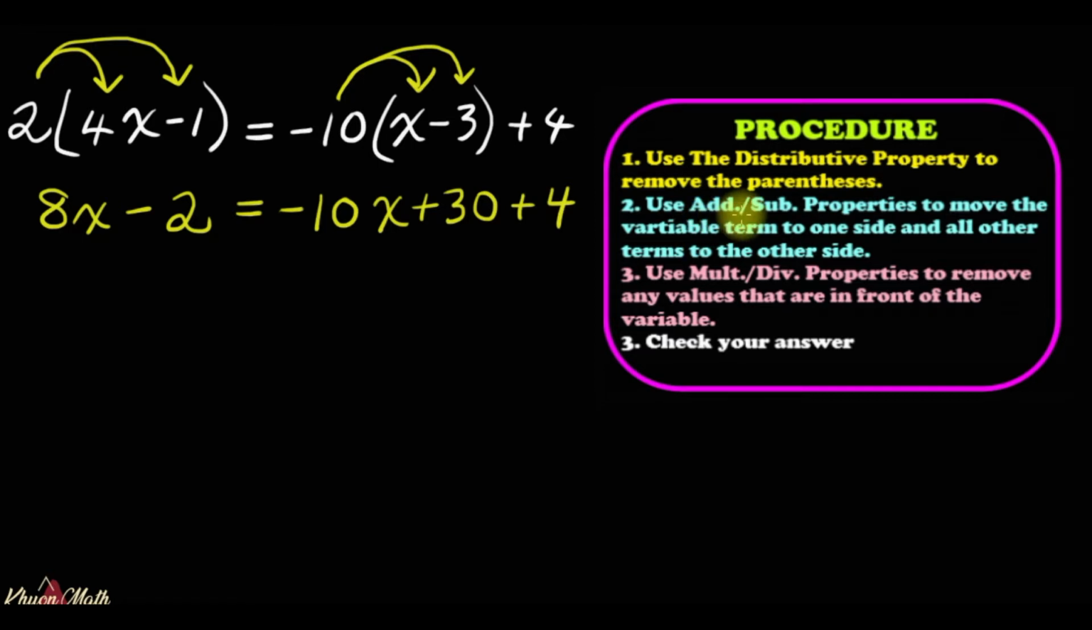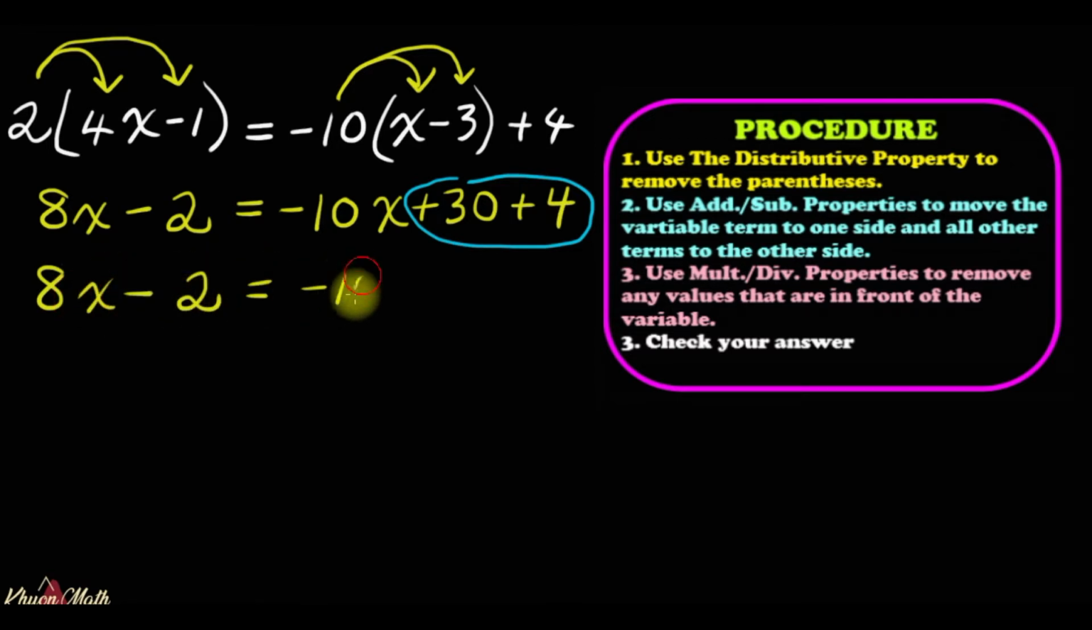Step 2 is to use the addition or subtraction properties to move the variable term to one side and then the other terms to the other side. So before we do that, we're going to go ahead and simplify this expression right here, because right here you have two constants. So we're going to go ahead and add those up before we move on to step 2. So again, we're going to rewrite this equation. 8x minus 2 is negative 10x.